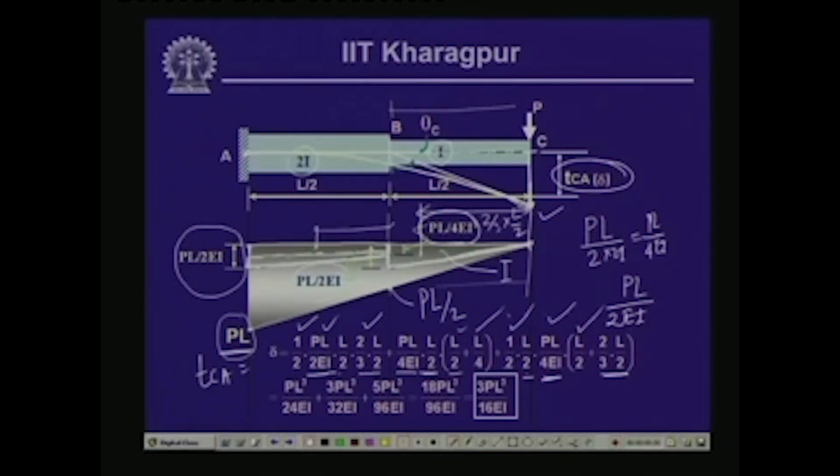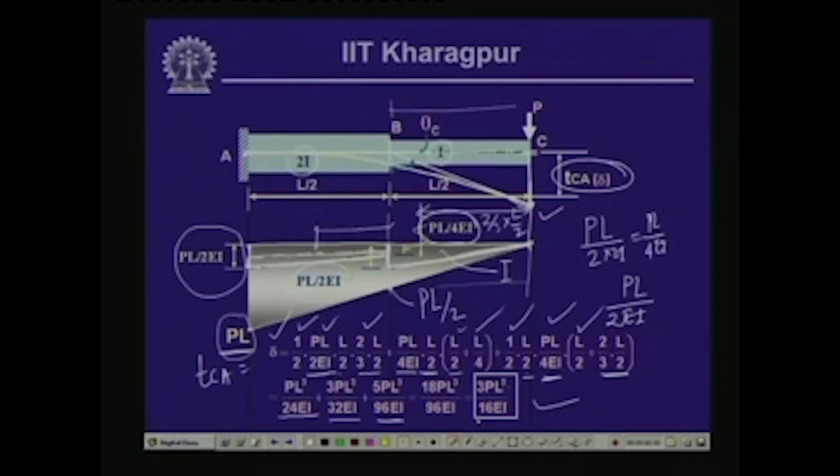Now, if we add these 3 parts together, the first part gives PL cube by 24 EI, the second one gives you PL cube by 32 EI, and the third part gives you 5 PL cube by 96 EI, and if you sum them together, finally you get the value as 3 PL cube by 16 EI. So, this value of TCA is nothing but equal to the deflection of this elastic curve over here, that is delta. So, delta is equal to 3 PL cube by 16 EI.